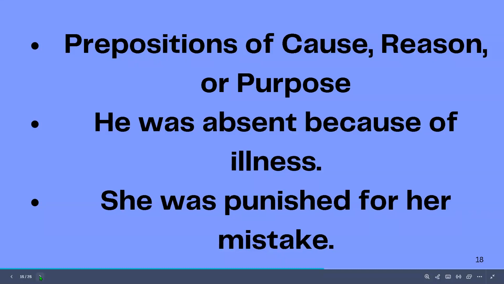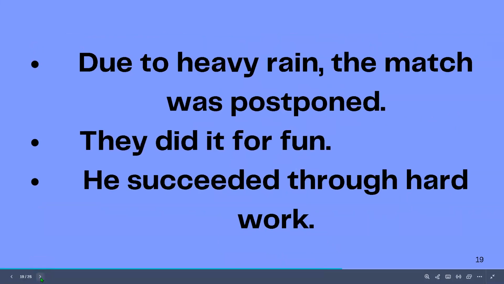He was absent because of illness. Why was he absent? Because of. Here it is a compound preposition. Okay. She was punished for her mistakes. Here for is the preposition. Why was she punished? Because she made some mistakes, for her mistakes.